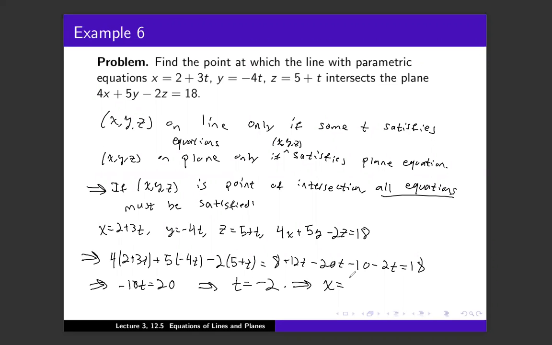We have x is equal to 2 plus 3 times negative 2. Y is equal to negative 4 times negative 2. And z is equal to 5 plus negative 2. So I'm kind of going backwards here in my directions, but the point that we're interested in, at the end of the day, 2 minus 6 is going to be negative 4, comma 8 for the y, and 3 for the z term. This is the point where they intersect.